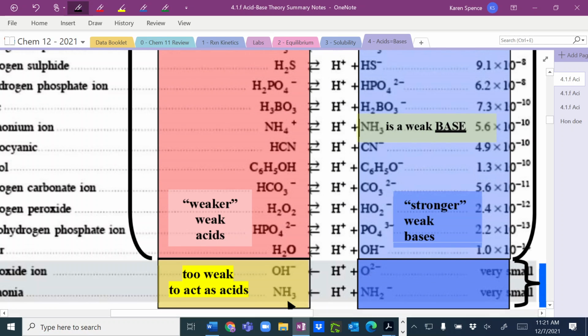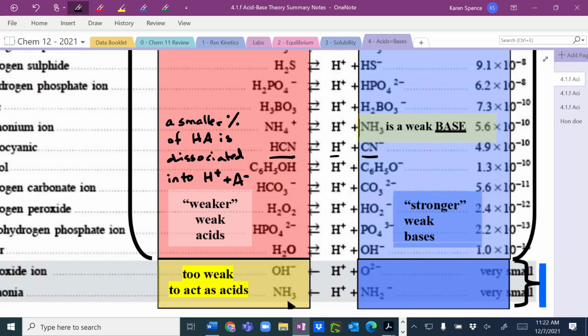Down here are weaker weak acids. A smaller percent of HA is dissociated into H plus and A minus. So you'll have more of the HCN and less of the H plus and CN minus. Okay, and we'll actually do a K value with these, and we'll have the H plus times the CN minus over the HCN, because HCN is actually dissolved, so it has concentration, but we'll get there later.